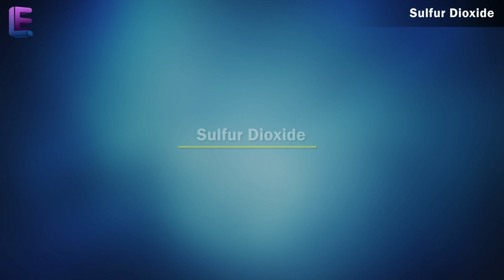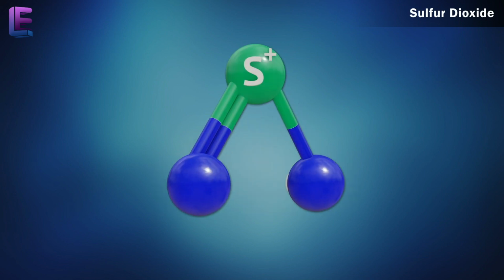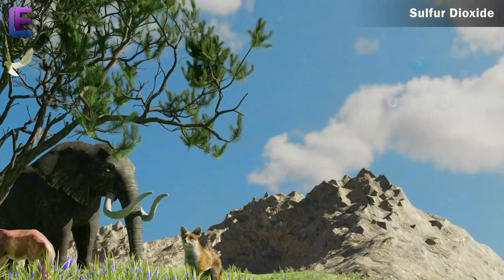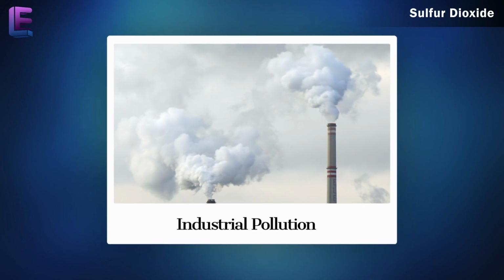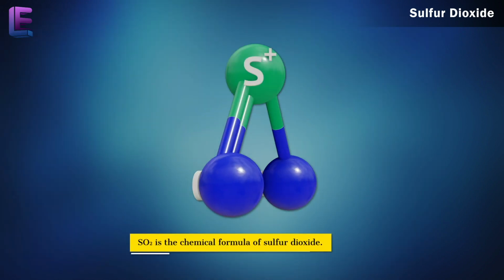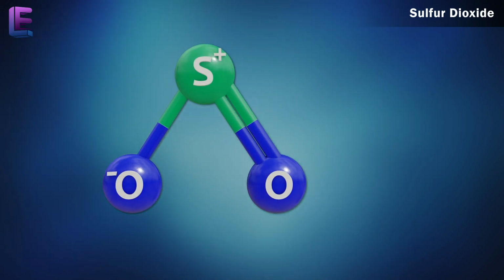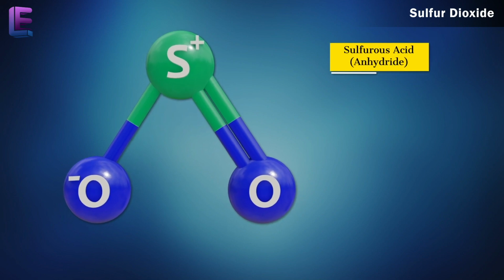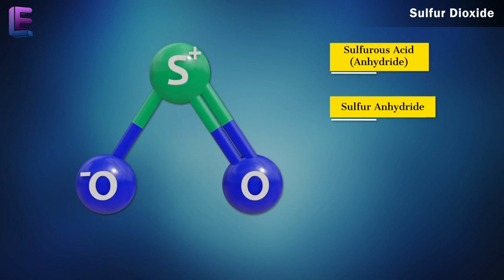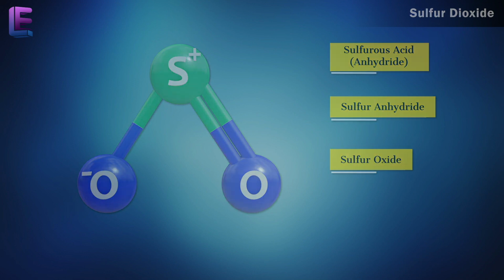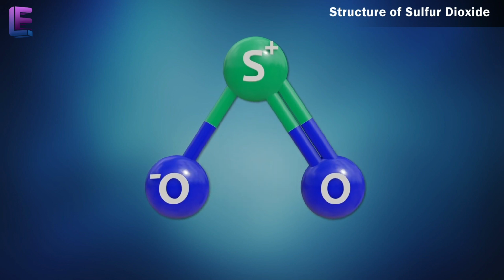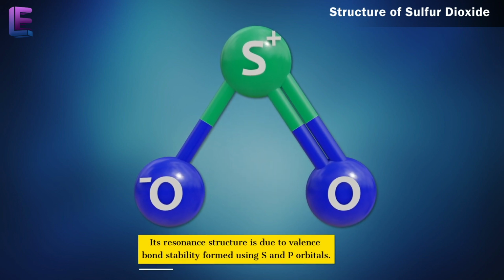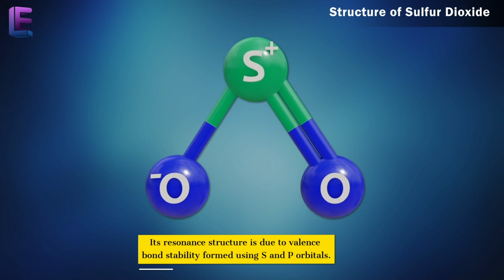Sulfur dioxide. The chemical formula of this compound is SO2. It is of low concentration in the Earth's atmosphere. It can be found in volcanoes and in industrial pollution. SO2 is the chemical formula of sulfur dioxide. It is also called sulfurous acid anhydride, sulfur anhydride, and sulfur oxide. Structure of sulfur dioxide. It is a bent molecule with a bond angle of about 119.5 degrees. Its resonance structure is due to valence bond stability formed using s and p orbitals.